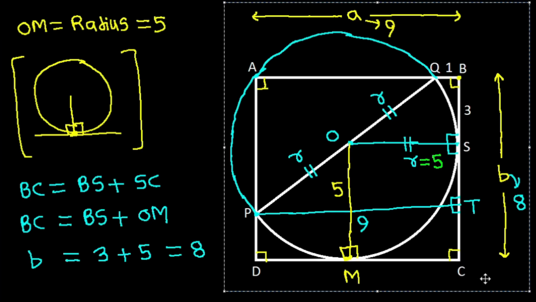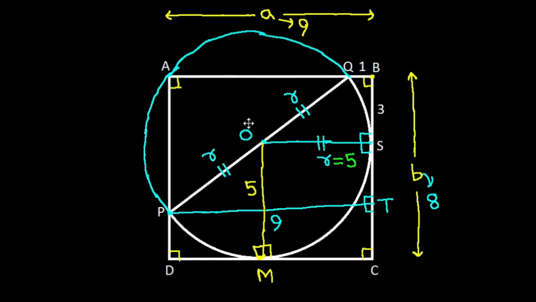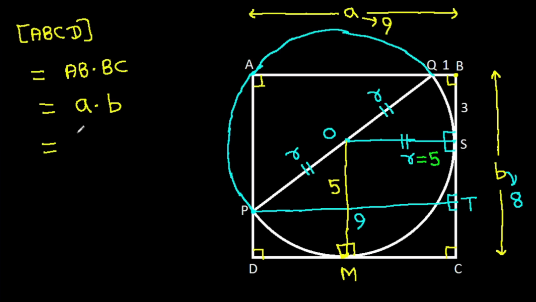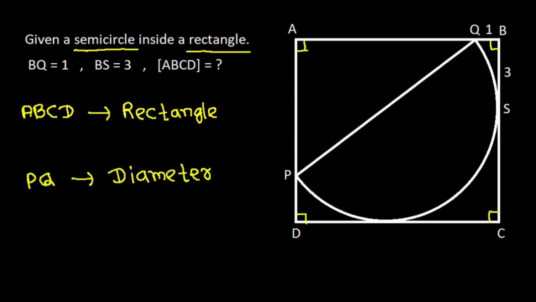Now the area of ABCD will be AB times BC, and AB is A times BC is B, and A is 9 times B is 8. That will be 72. So it is 72.